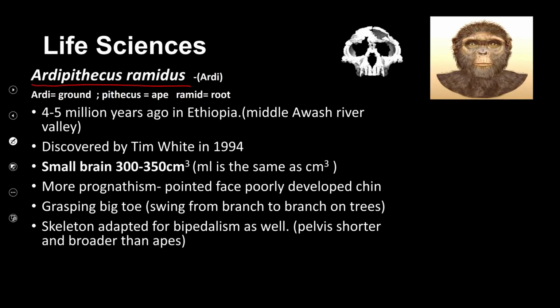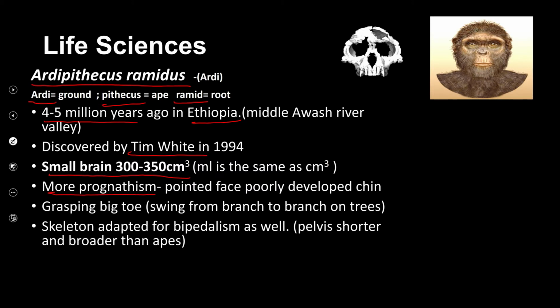Okay, so let's have a look at the slide. The first one is Ardipithecus ramidus. We call him Ardi for short, and Ardi means ground, Pithecus means ape, and ramid means roots. So that's where we got his name from. They lived about 4 to 5 million years ago in Ethiopia, so they are in Africa. They were discovered by Tim White. They have a very small brain capacity, only between 300 and 350 cubic centimeters, and their jaw is more prognathous.